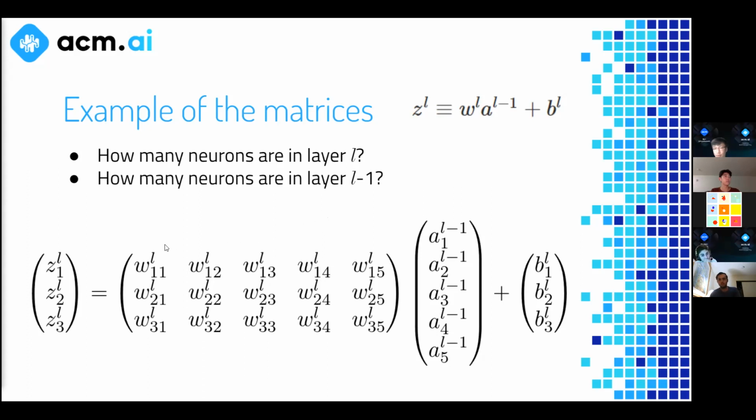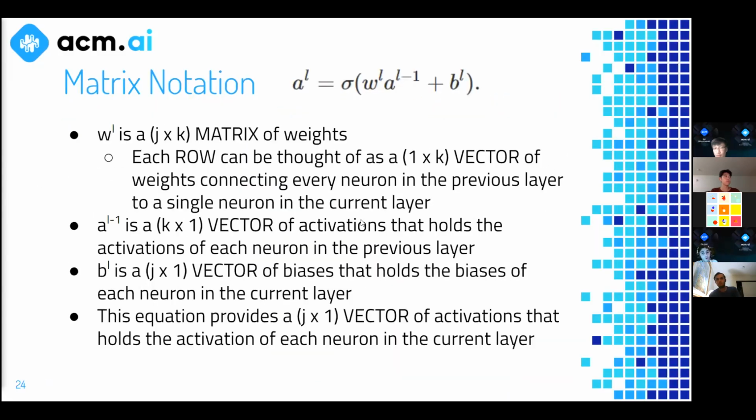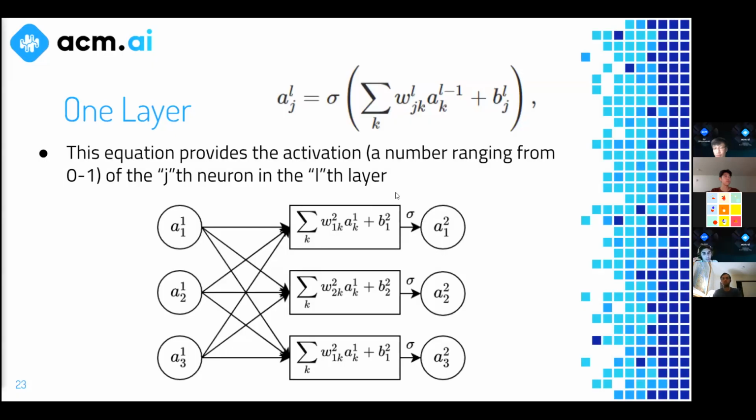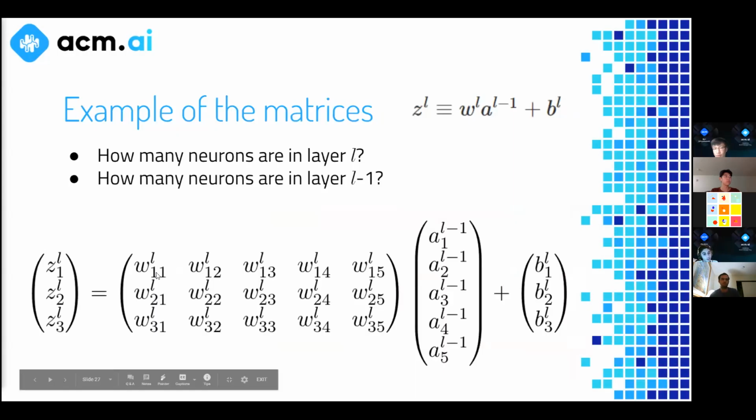So I kind of want you guys to see how doing that matrix multiplication is the same thing as doing this component formula, except we're doing it for every neuron at once, right? I want you guys to see how this is the same thing.